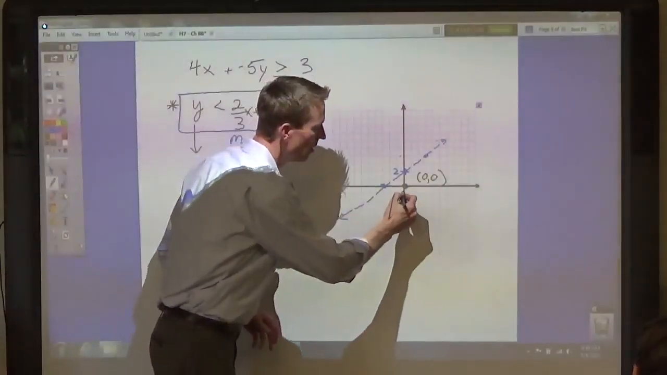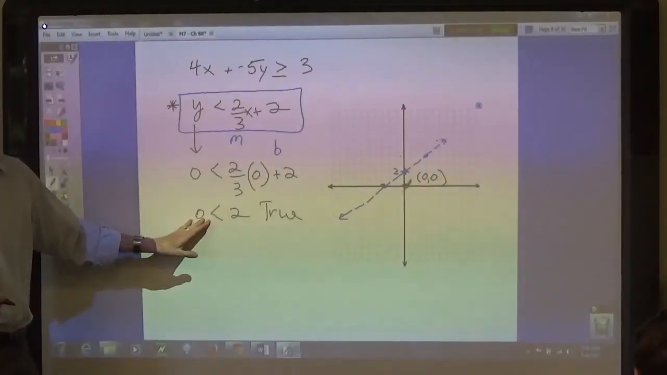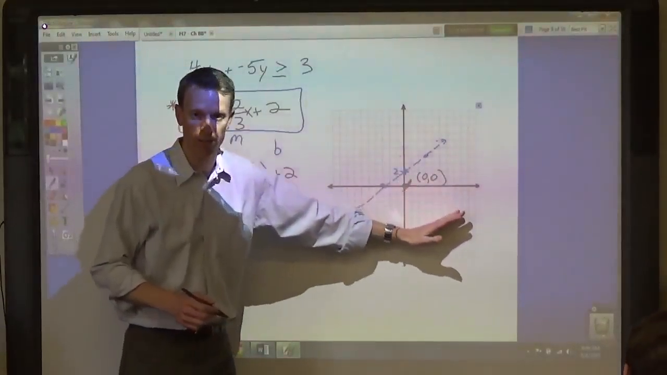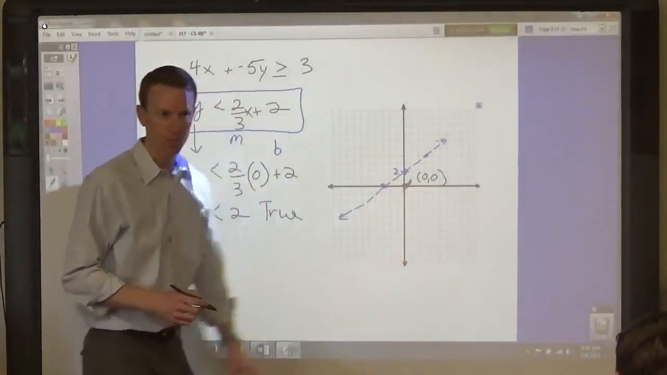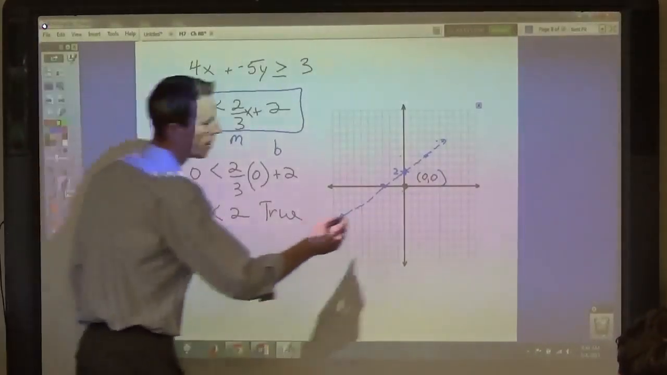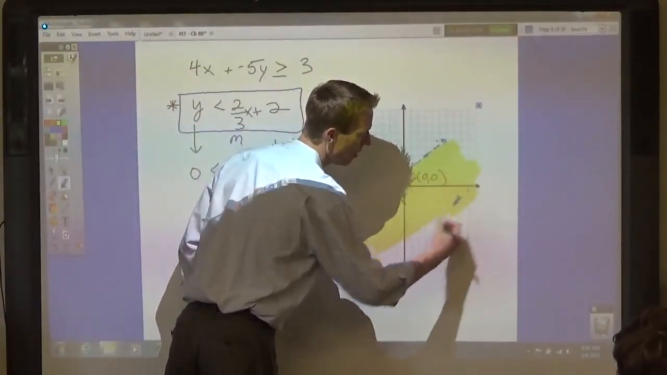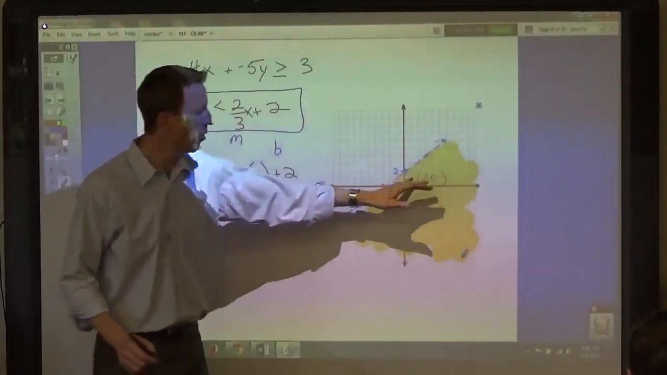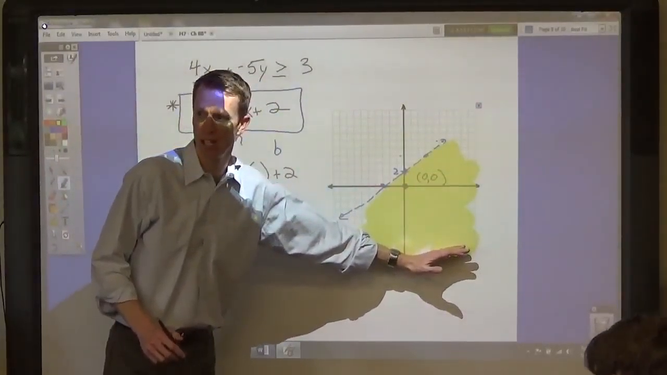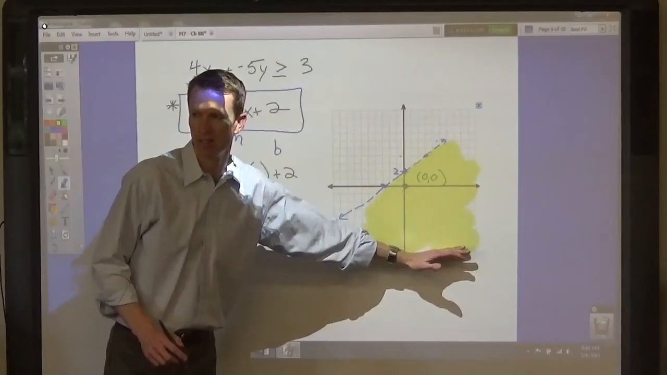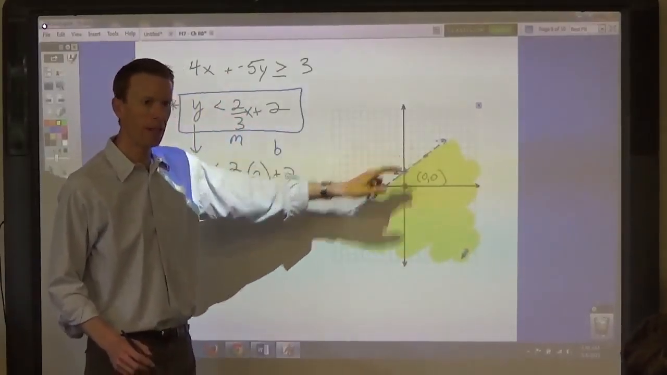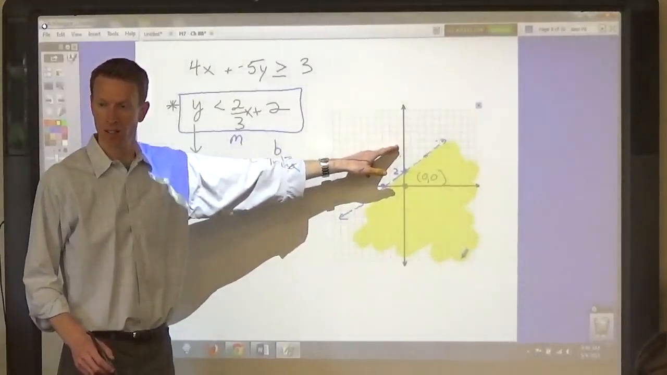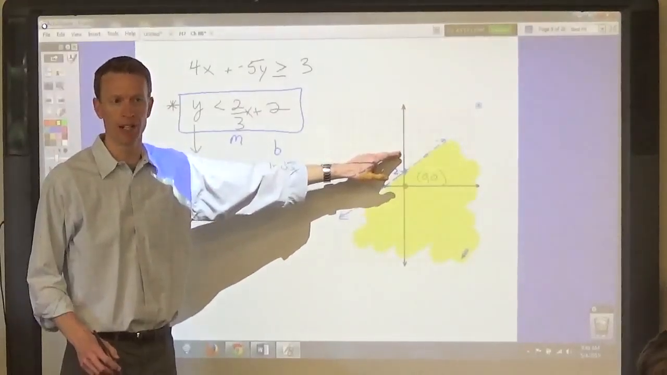This point gives us a true statement. Right? If the point gives us that true statement, that means it is part of the answer. So what we would do to show that this is part of the answer is shade for the 0, 0 mark. Every point on this side of the line is part of the answer. Now, if we were to pick a number up here, what would that mean? That number should give us a false answer. A false statement, I should say.